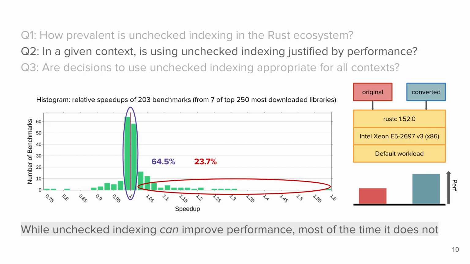justified in our context. Finally, almost 12% of benchmarks improve when bounds checks are added. This is very surprising, and while we have some theories for why this is the case, we are not yet sure why these are all faster. The bottom line is that while unchecked indexing can improve performance, most of the time it actually does not.